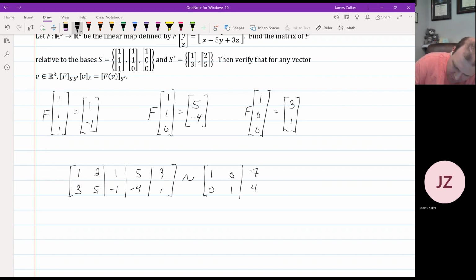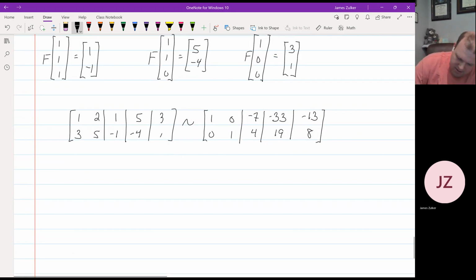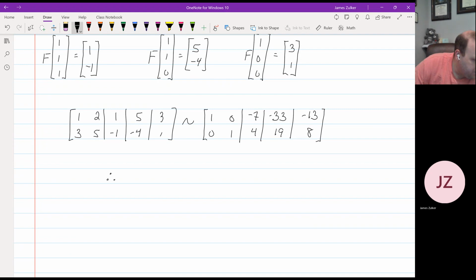And we get negative 7, 4 in the first augment, negative 33, 19 in the second, and negative 13, 8 in the third. All right, so this matrix here, the matrix representation with respect to S and S prime, is negative 7, 4, negative 33, 19, negative 13, and 8.